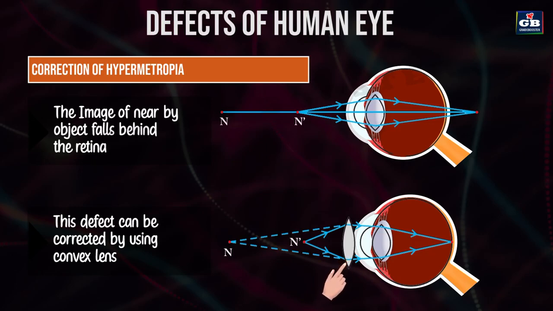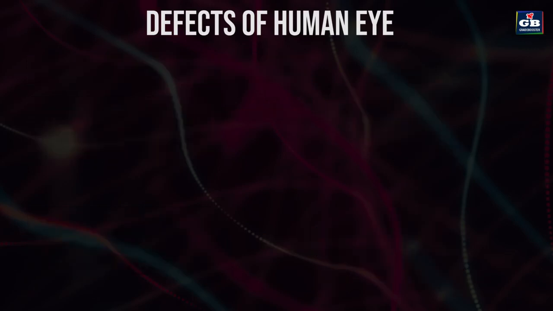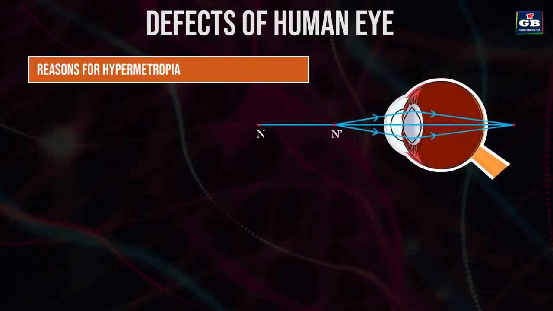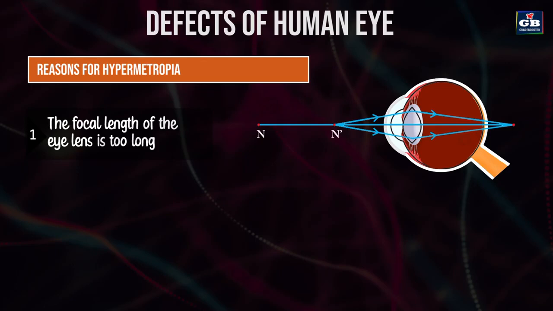Now let's see the reasons for hypermetropia. There are two reasons for this defect. This defect arises either because of, 1. the focal length of the eye lens is too long, or 2. the eyeball has become too small.